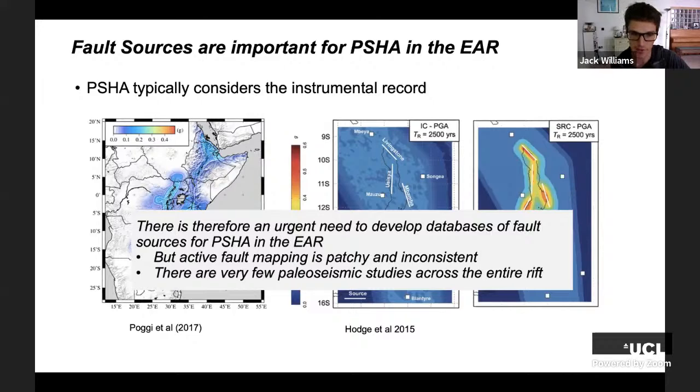So I think there's a really strong need for us to be developing some fault sources for PSHA in the East African Rift. But there's reasons why this hasn't been done before, right? The active fault mapping there is pretty incomplete. And there's pretty much no paleoseismic trenches or on-fault slip rate measurements across the entire rift. So next slide, please.